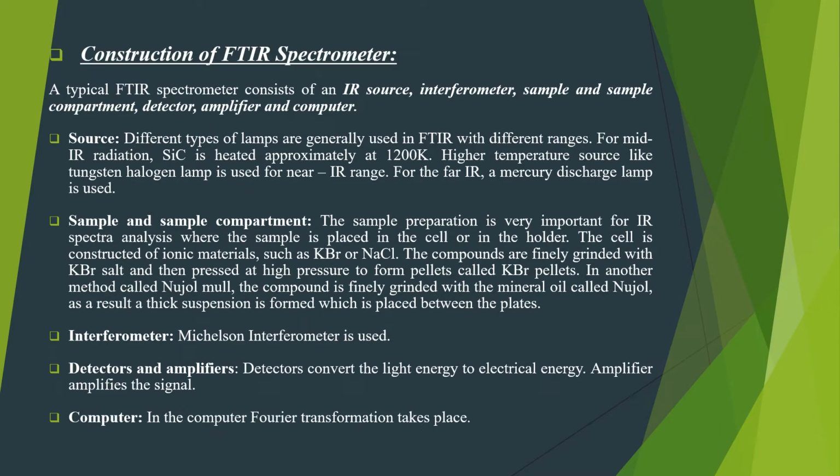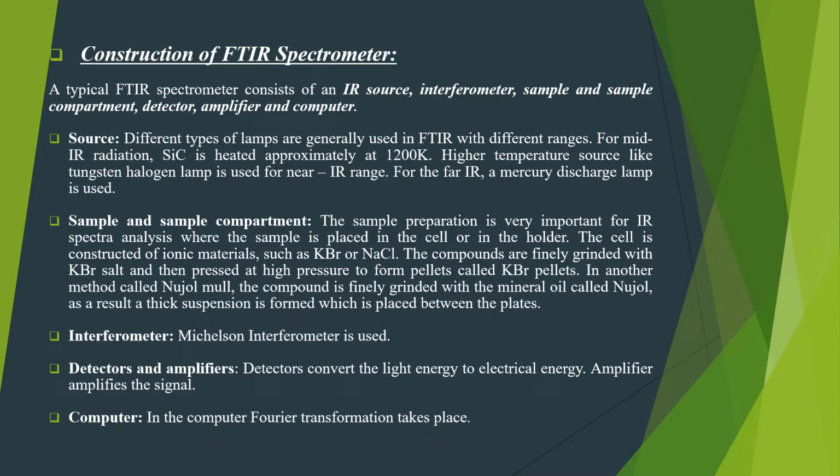Construction of FTIR spectrometer. A typical FTIR spectrometer consists of the IR source, interferometer, sample and sample compartment, detector, amplifier and computer. Source. Different types of lamps are used in FTIR with different ranges.